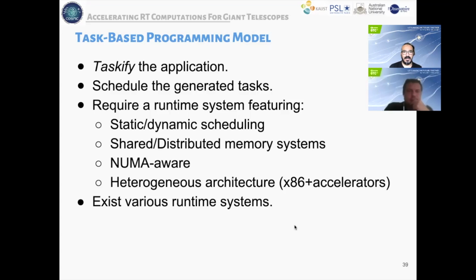So we rely on this task-based programming model. Once you taskify your application by splitting your matrix into small tiles, you can then schedule those tasks, and we rely on runtime systems to do that. There are many runtime systems out there. Some support distributed memory, some do standard x86 plus GPUs, some run only on x86. So we have many of those runtime systems that we would like to experiment with, and in particular here, we rely on the Parsec runtime system.